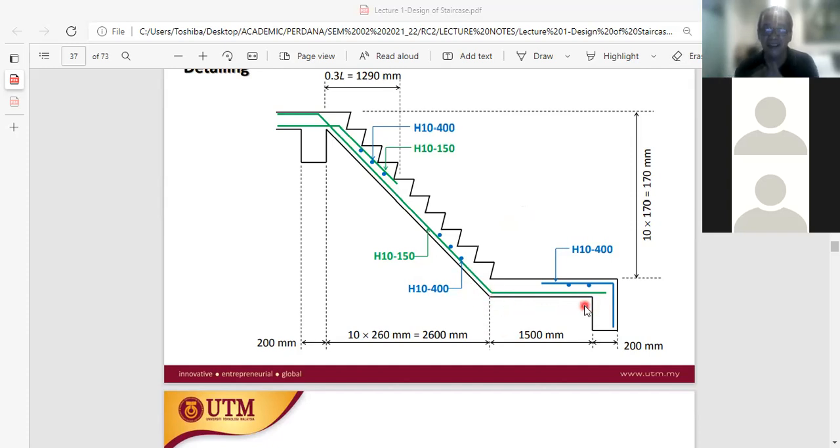Clearly, the bigger the span, we will end up with a thicker punya component. Okay, so this gives an overview of the staircase design. Example 1 dengan example 2. A more common punya between these two example, yang lebih common, lebih umum is sebenarnya example number 2 lah. Example 2 is a more common problem that you will be facing when you are designing a staircase.